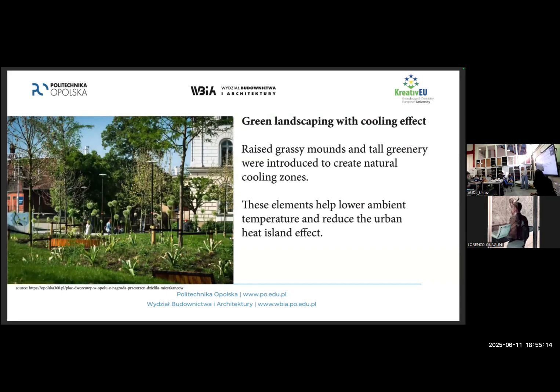And then also on the hills, you can see some plants, like bulb plants that give color, and they are also good for the pollinators. So this helps the square not only to have trees and grass, but also something in between.